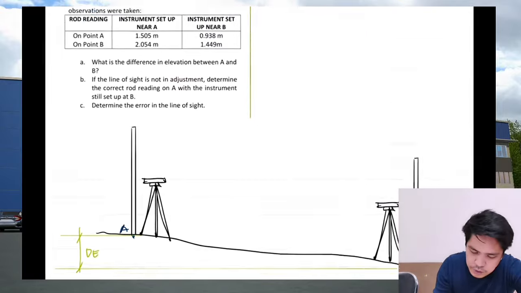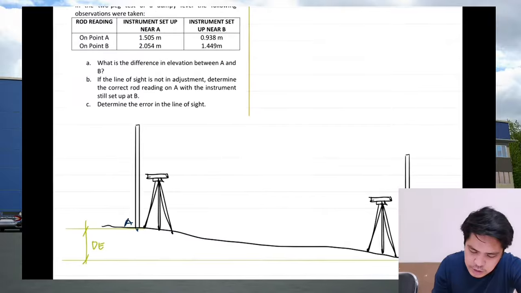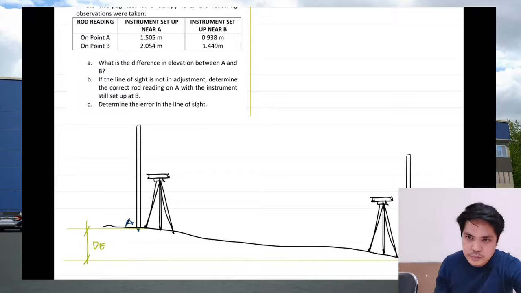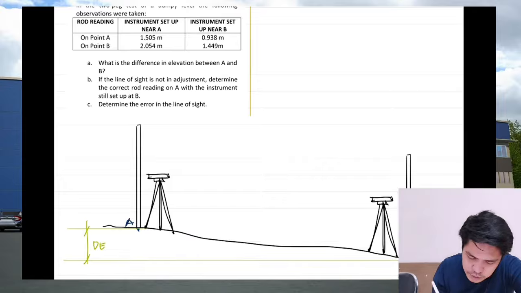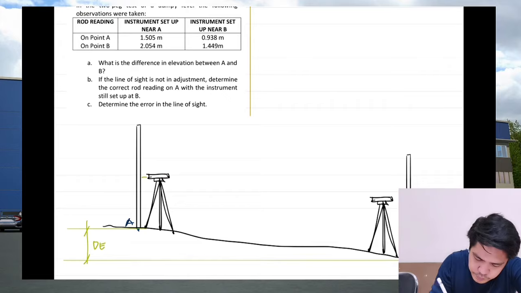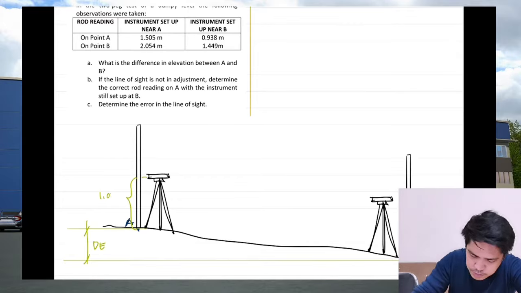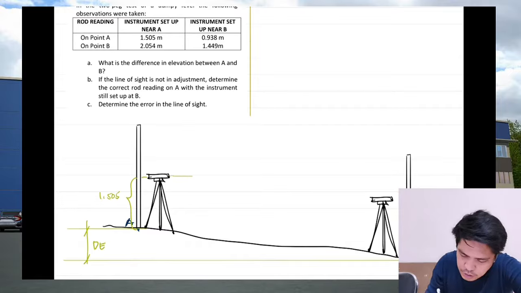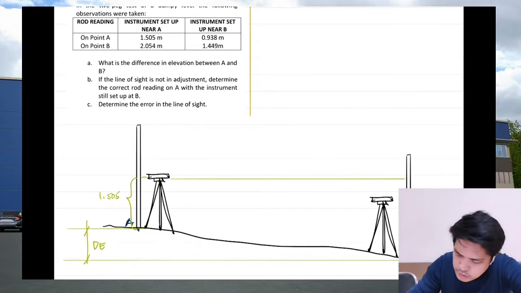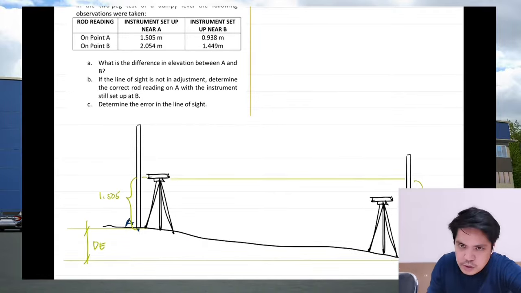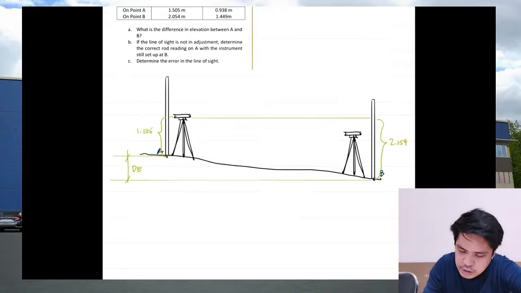Let's illustrate this first, or draw it. We'll start with the instrument set up at A. Here, the rod reading at A is 1.505. Then the rod reading at B is 2.054. Okay, that's how it is.